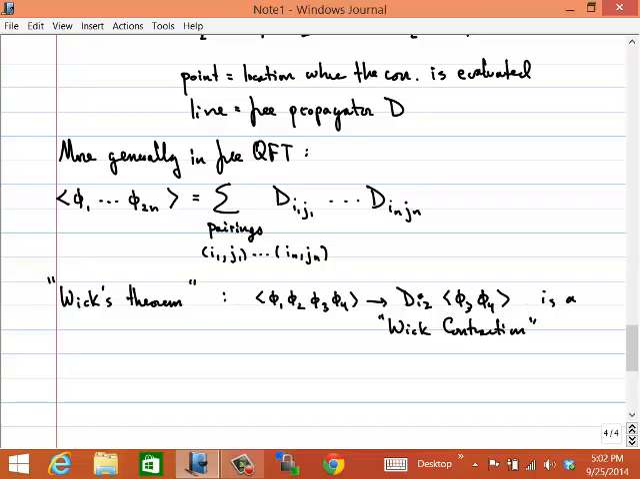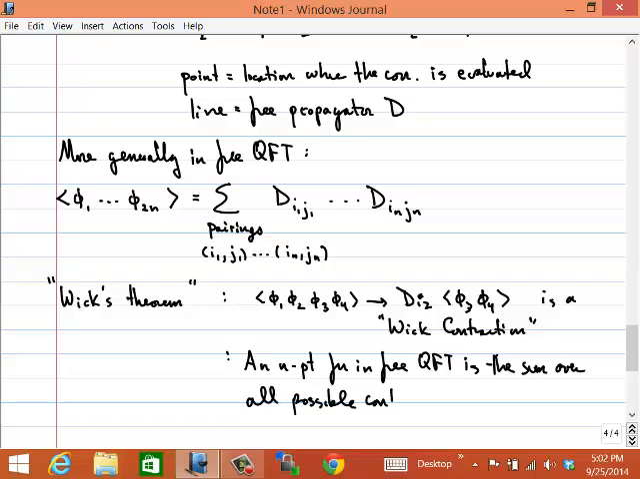So sometimes we state Wick's theorem as the statement that an n-point function in a free quantum field theory is the sum over all possible contractions. And of course, by contractions, what I mean are contractions of pairs of fields to make Green's functions, or to make propagators.